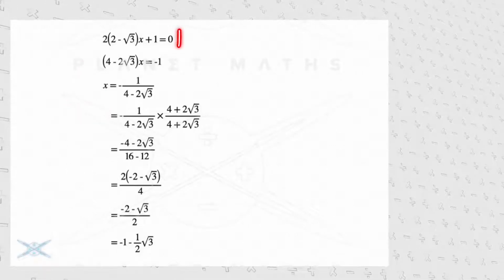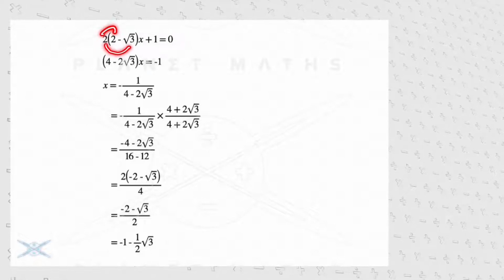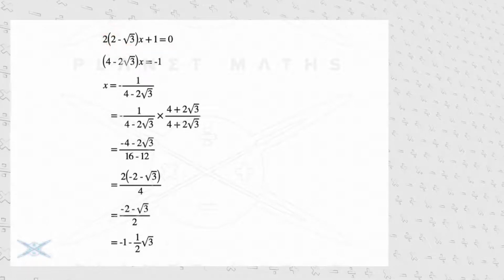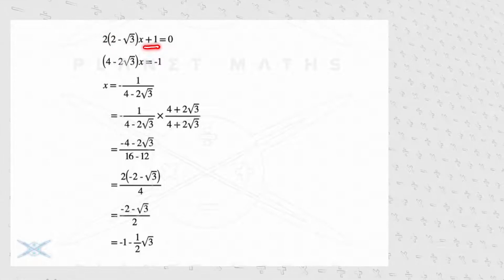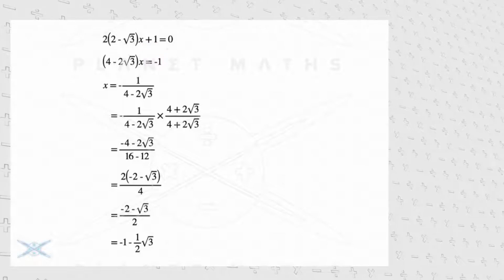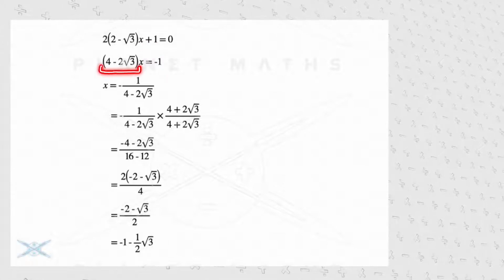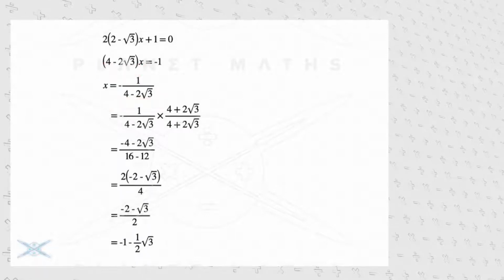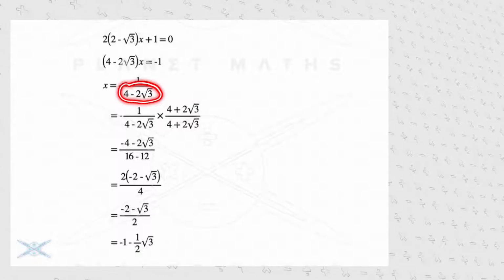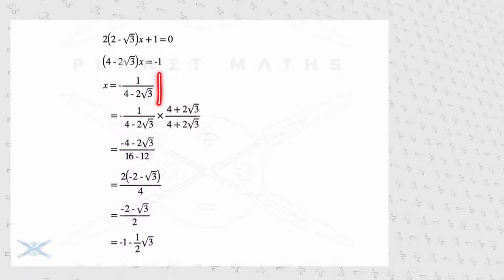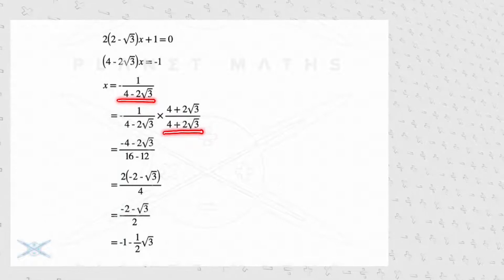So here, in order to isolate x, we multiply 2 with both summands inside of the brackets. At the same time, we bring positive 1 over to the other side of the equation by subtracting both sides by 1. From there, to isolate x, we simply divide both sides of the equation by the expression within the brackets. And then again, to rationalize our denominator, we multiply the numerator and denominator of the fraction by the conjugate of the denominator, which is 4 plus 2 multiplied by the square root of 3.